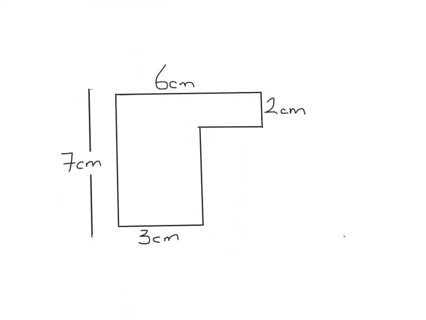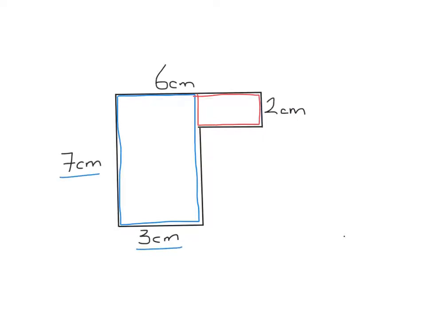Okay, so again, we have like an L shape. I'm going to draw two rectangles, so I'm going to find the area of the blue one, and I'm going to find the area of the red one. Okay, let's start with the blue one first of all, because that's the easier one. I can see that it is 3 centimeters wide and 7 centimeters tall. So 7 times by 3 is 21 centimeters squared.